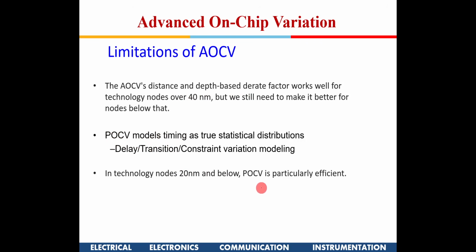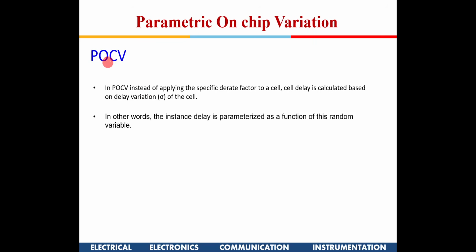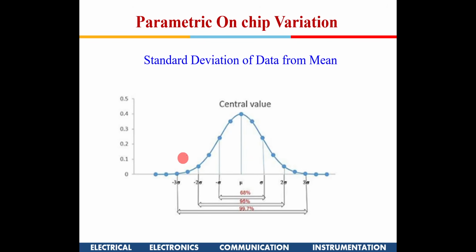What is POCV? That's the last thing which we'll discuss today. This is known as parametric on-chip variation. I'll explain that in the next slide. Suppose this is the nominal value or the central value of the delay of a particular gate. Generally, this will be the distribution curve.